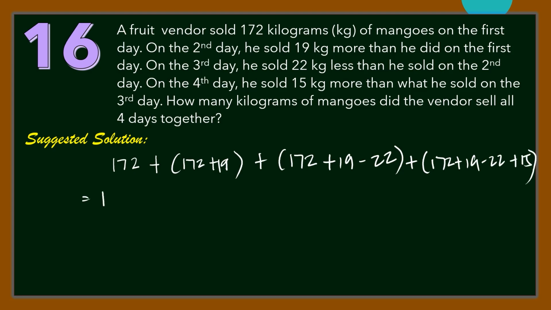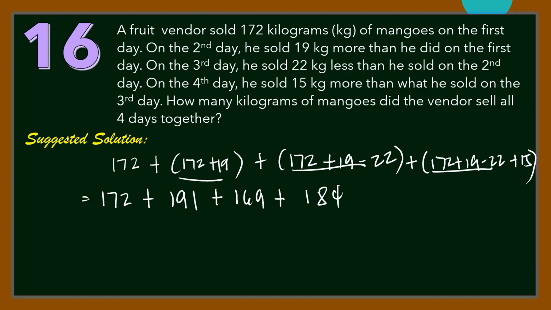So we have 172. 172 plus 19 is 191. 191 minus 22 is 169. And then 169 plus 15 is 184.